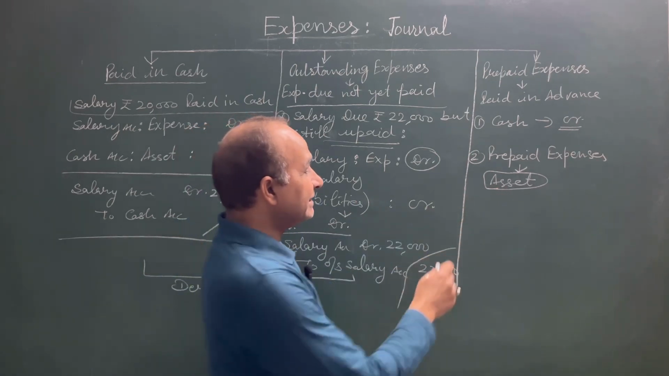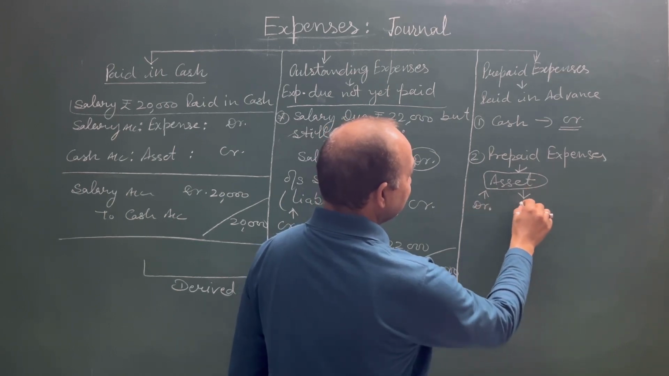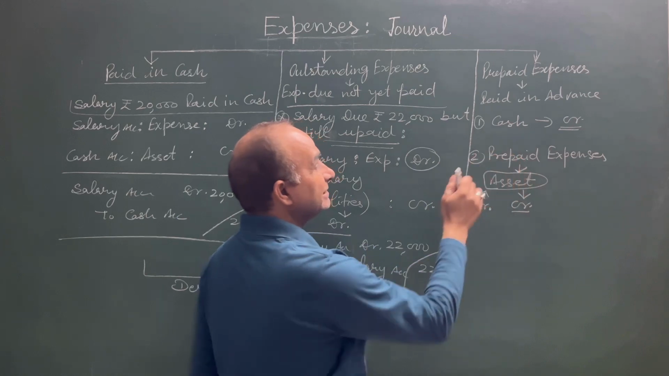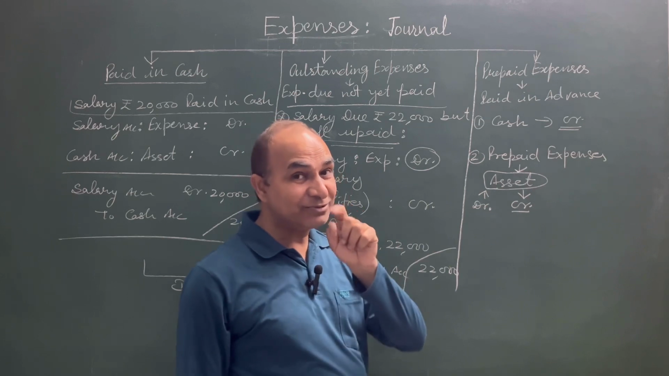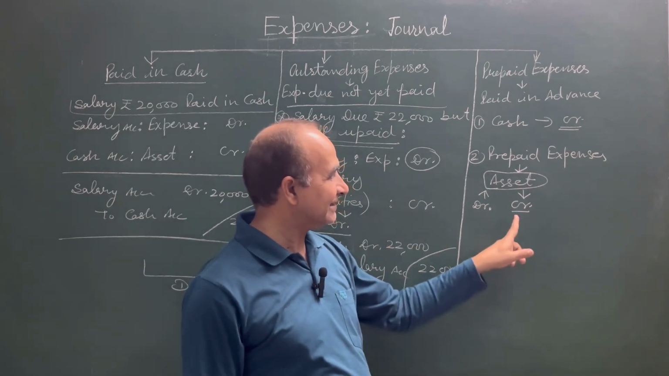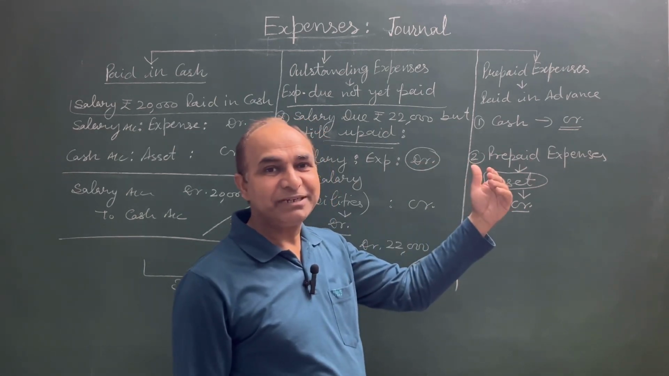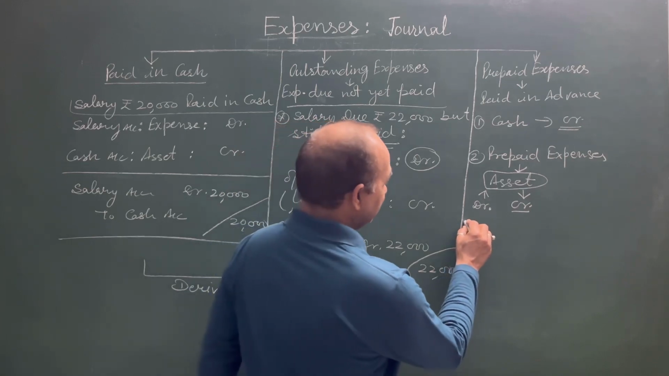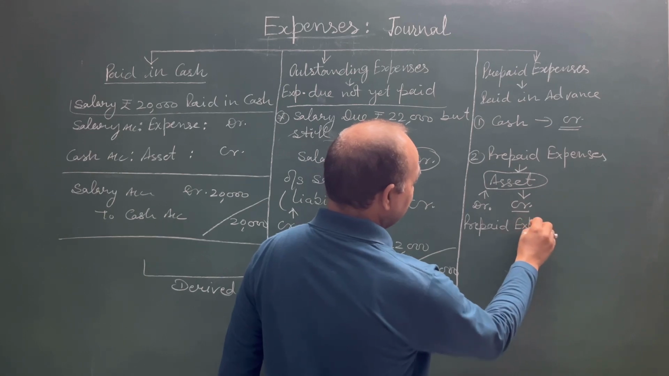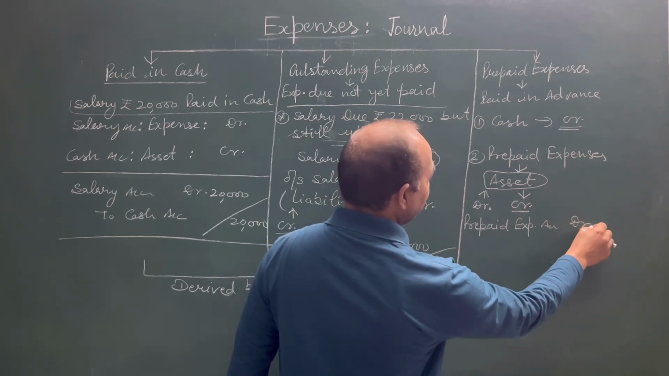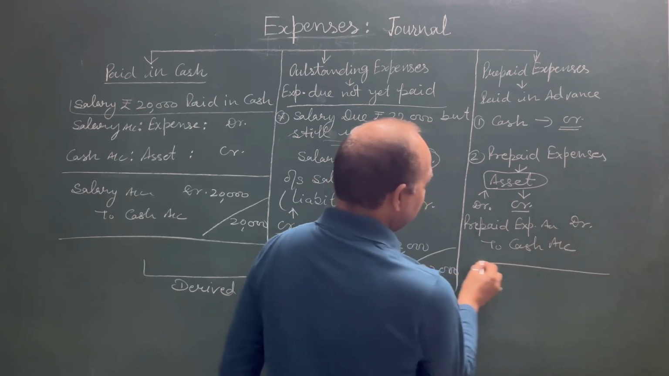And increase in asset, you must know, is always debited and decrease in asset is credited. And here asset is increasing. Just see, there are two assets. Cash is also an asset, prepaid expense is also an asset. Cash is decreasing, it is credited. Prepaid expenses, I mean asset is increasing, that will be debited. So our journal entry will be prepaid expense, it may be salary or anything, prepaid expense account debit, you can take any amount here, to cash account. So this is the journal entry.